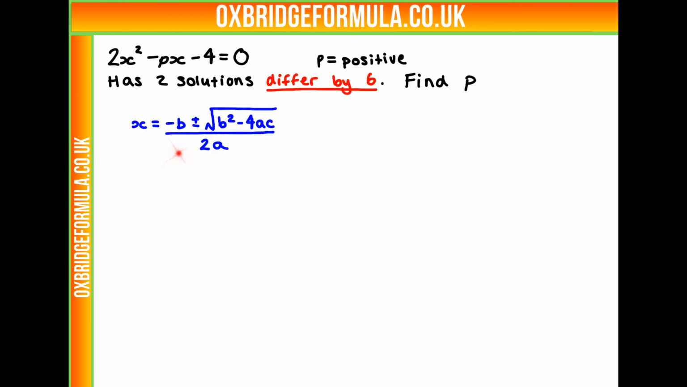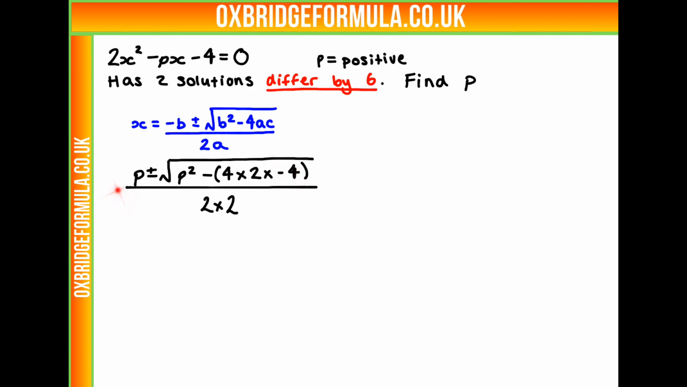And from this, we can just substitute in our a, b's and c's. That's our first coefficient, second coefficient, and third. So that'll be p plus and minus the square root of p squared minus 4 times 2 times minus 4, all over 2 times 2. You can simplify that down to p plus or minus the square root of p squared plus 32, over 4.